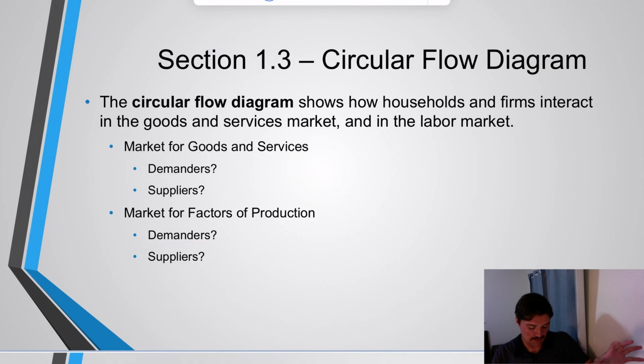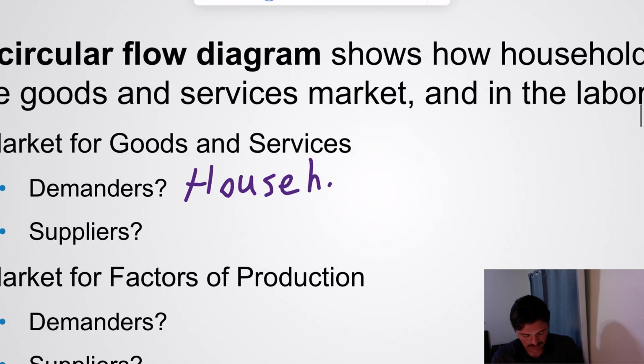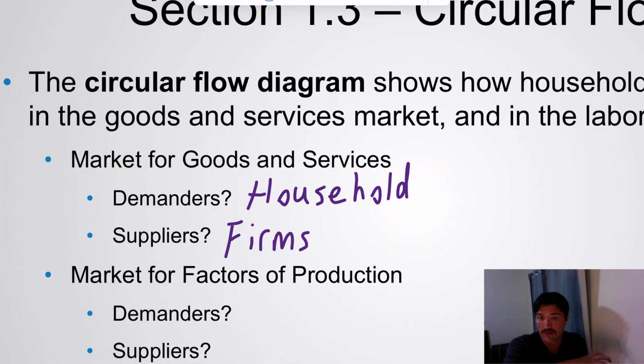So who is in the markets for goods and services? Well, there's going to be demanders and suppliers. So when we think about goods and services, right, food, clothing, transportation, who is demanding those things? Well, that would be us, right? So we're going to put us as the household sector. And then who are the suppliers of food, transportation, all those things? Well, those are going to be businesses or firms. Okay? So that's how the market of goods and services works, where we have a person demanding something and a person supplying it.